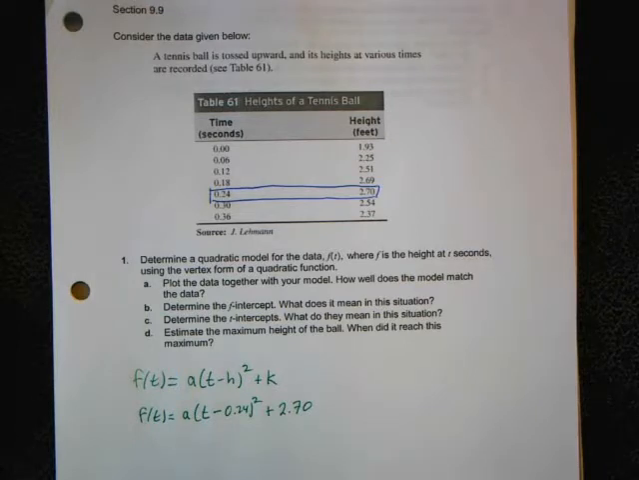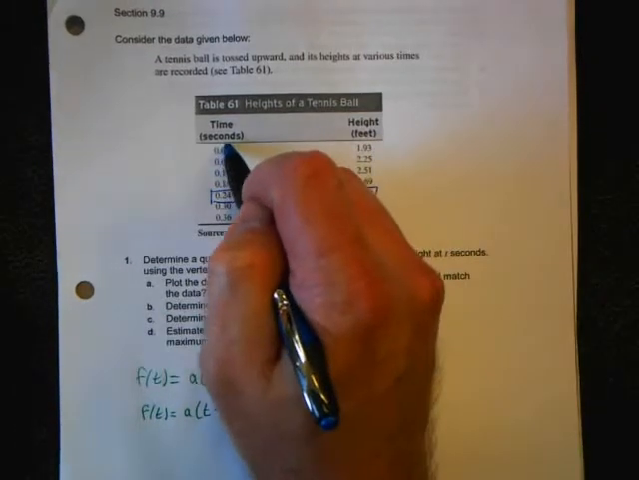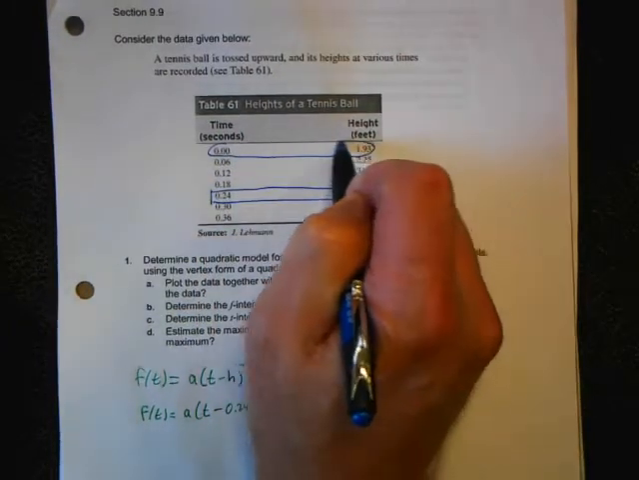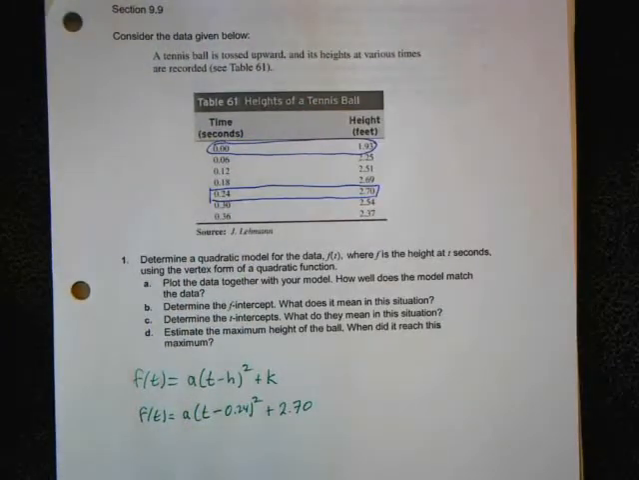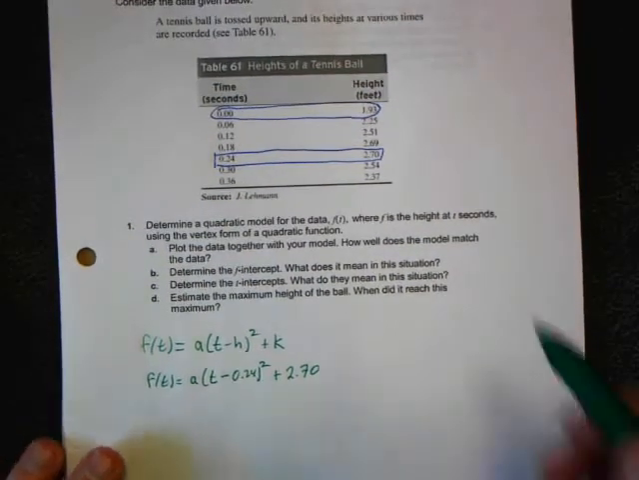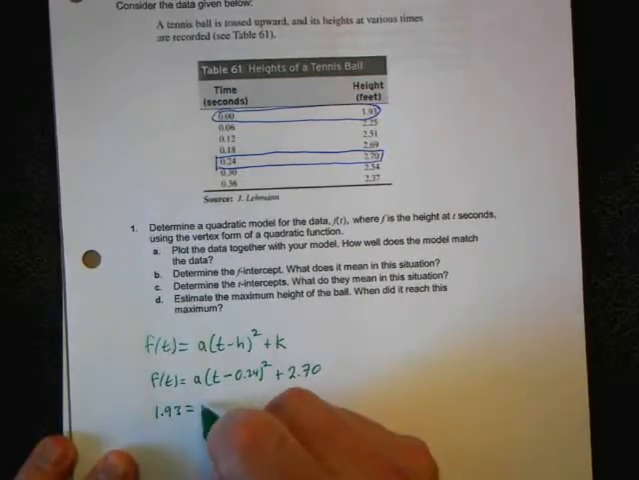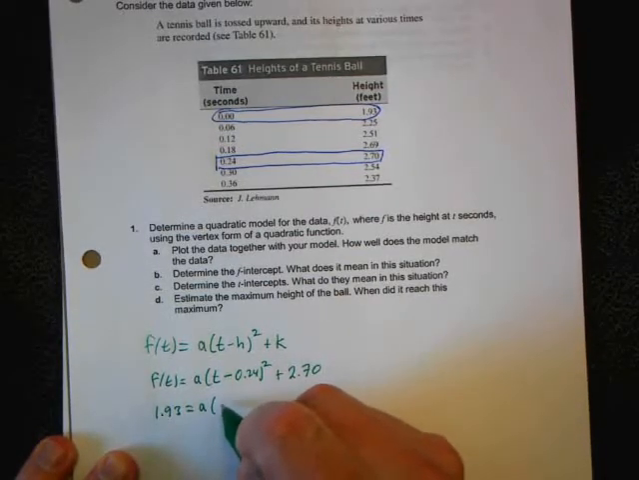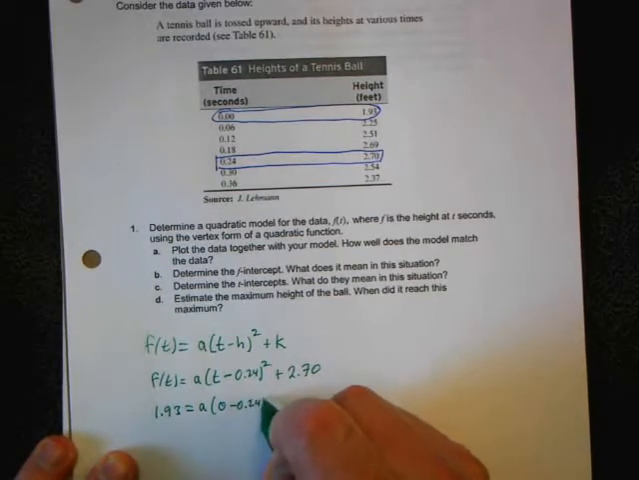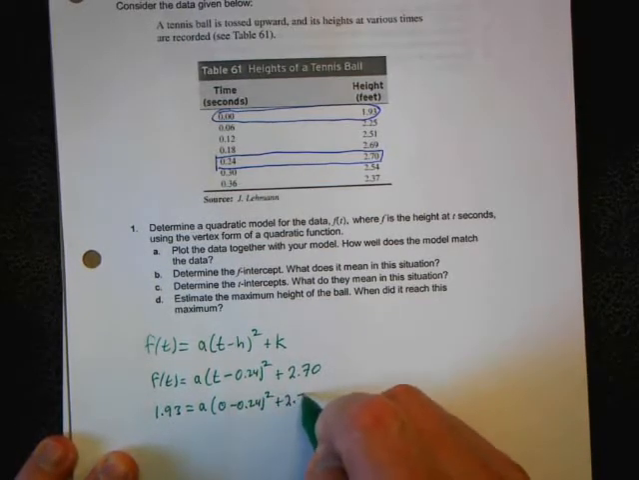The first one? Okay. It does make a difference which point you plug in. You will get slightly different a values depending on the point that you choose to plug in. If we choose to plug in the first one, we'll get one a value. If we chose to plug in the last one, we would probably get a slightly different a value. But that's okay, as long as we know which one we're plugging in. All right, so I plug that one in. I get 1.93 equals a times 0 minus 0.24 squared plus 2.70.